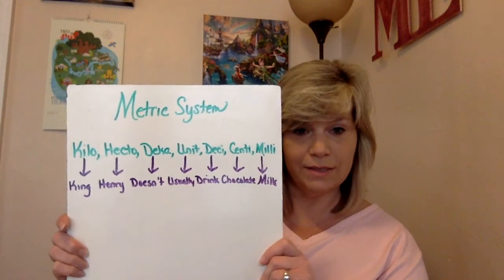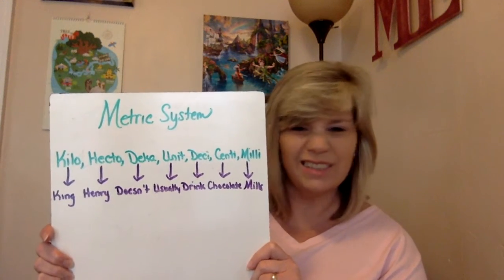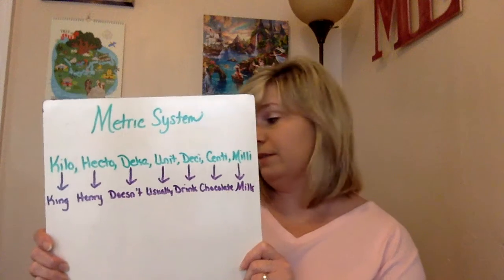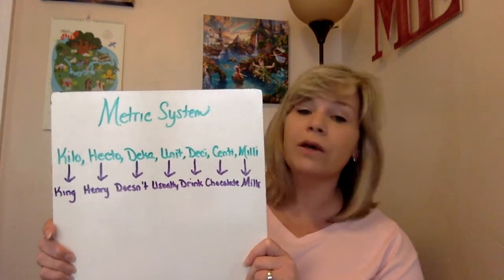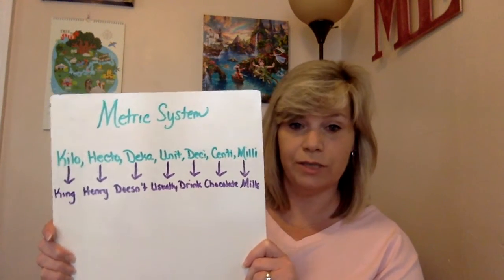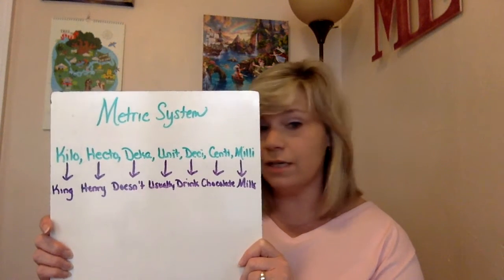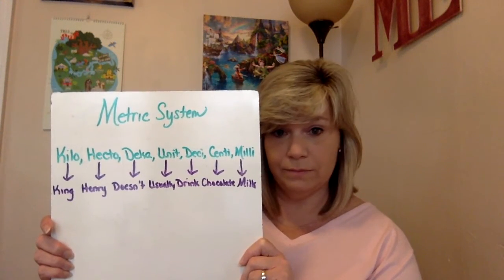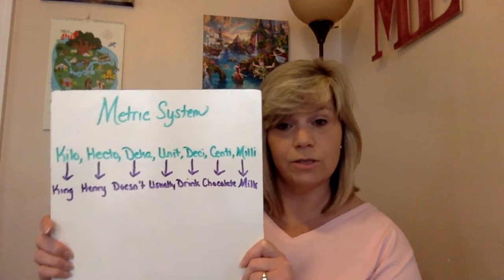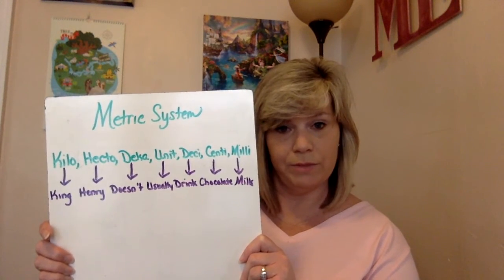We look at the silly sentence and it says, King Henry doesn't usually drink chocolate milk. Obviously not if it causes him to die, right? That's the sentence we want to remember. King Henry doesn't usually drink chocolate milk. So you want to get that programmed in your brain.